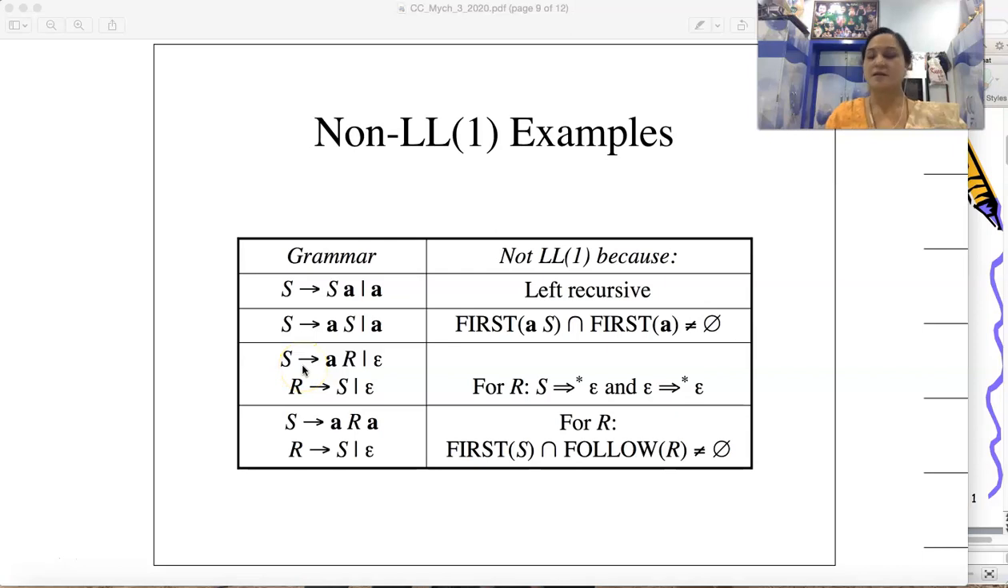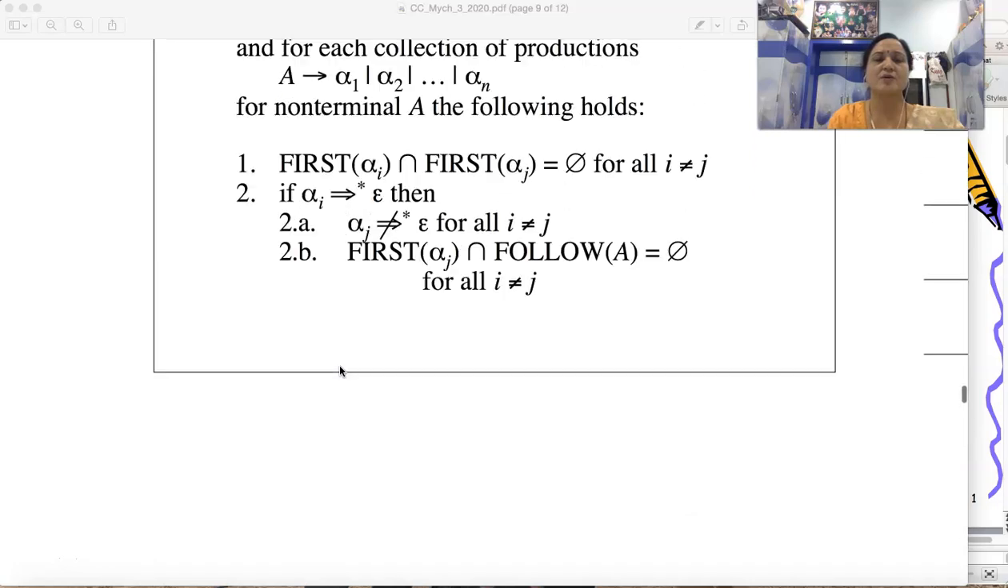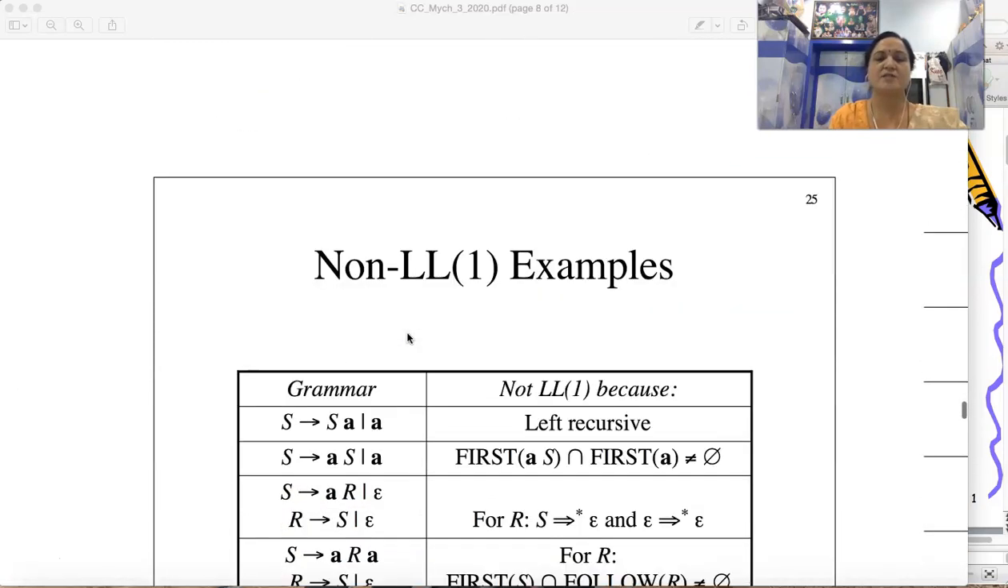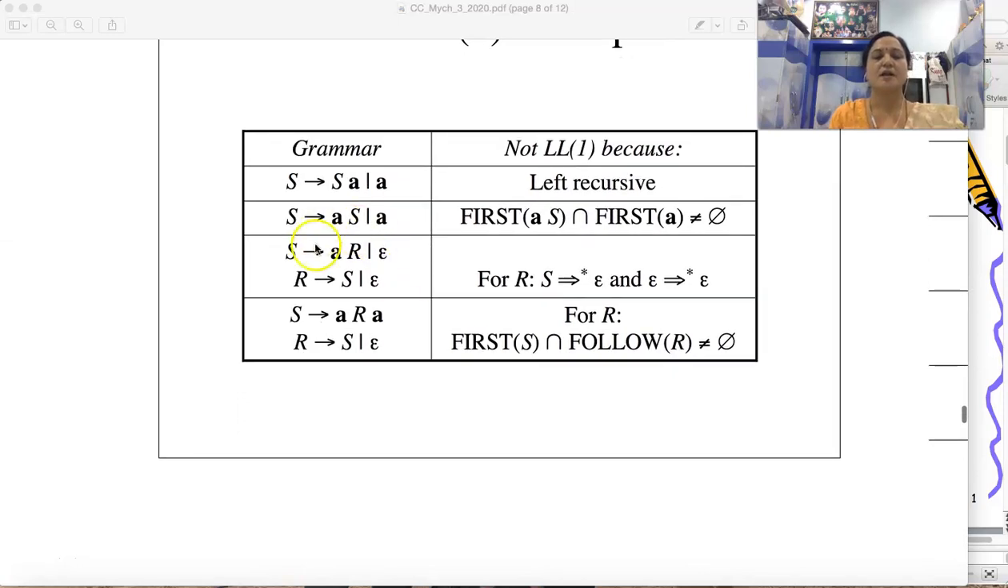Then the next example is S tends to AR or epsilon, and R tends to S or epsilon. Now here S is deriving epsilon and R is deriving S or epsilon. Means both productions are deriving epsilon, and that is not allowed. You have seen in the rule, right, that if alpha i is deriving epsilon, then alpha j should not derive epsilon, and because of this reason this production is not LL1.